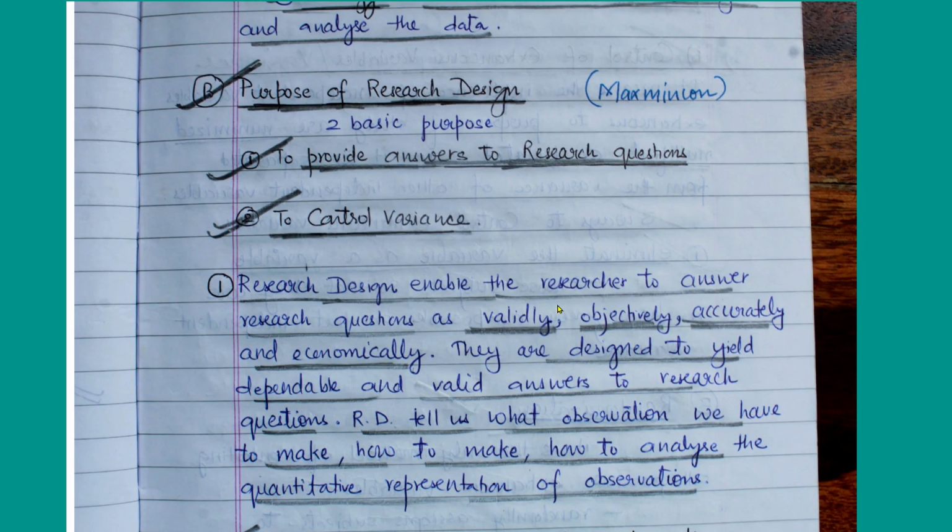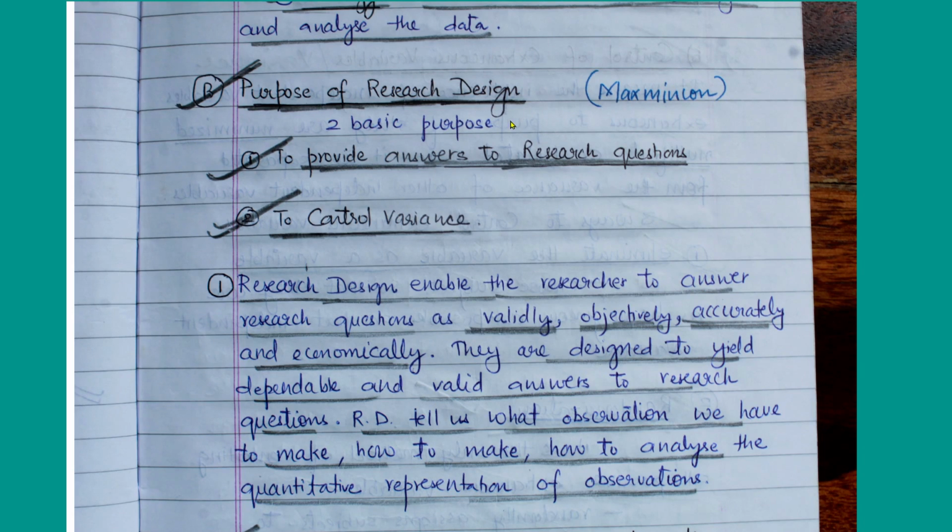This is the most favorite 5 mark question of ASRB, and it comes in two forms. One is: what is the purpose of research design? Write the important purpose or objective of research design. The second question, for which you have to give the same answer, is: explain the MaxMinCon principle. I have written Max Min Con, consisting of three words: maximum, minimum and control. So the MaxMinCon principle is the purpose of research design.